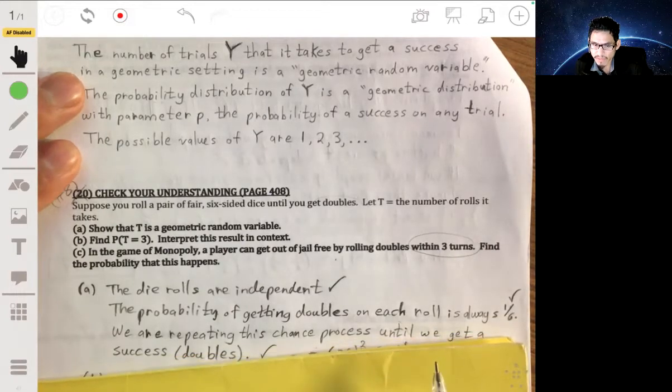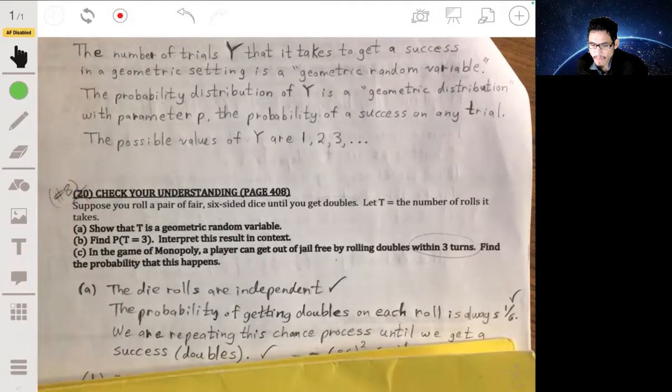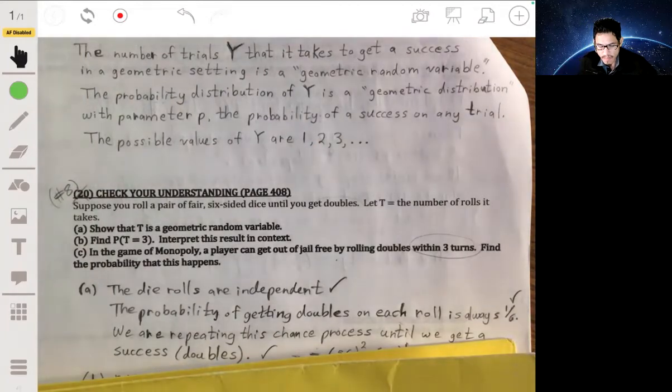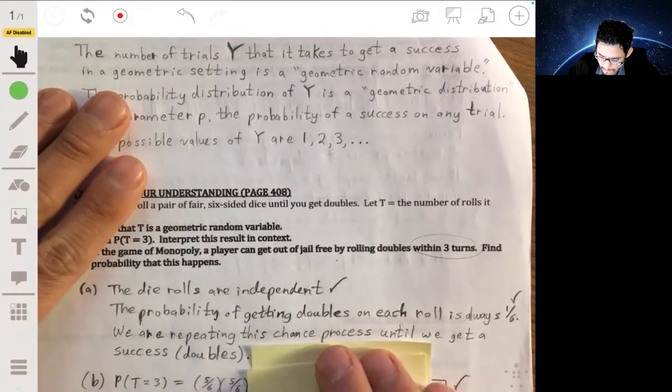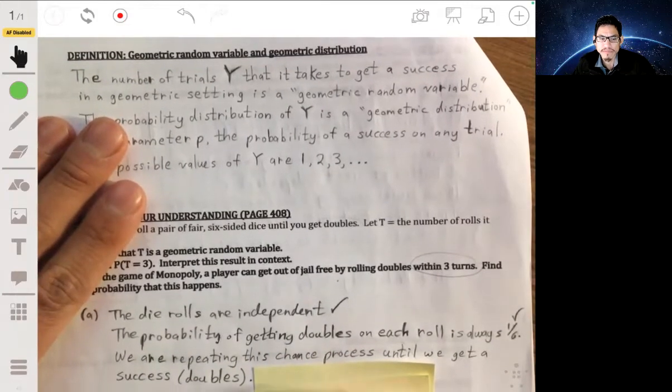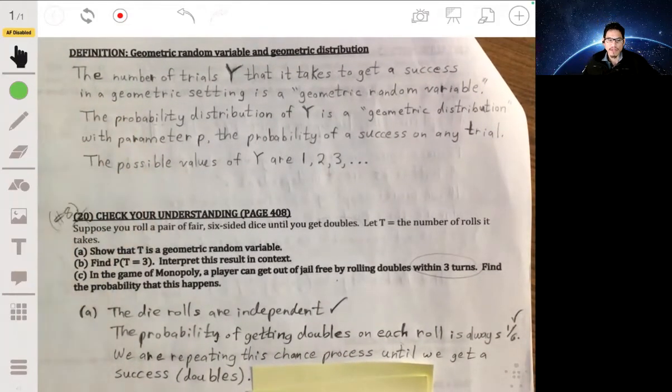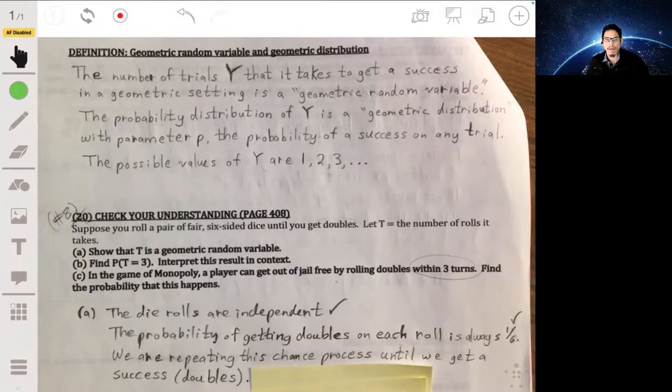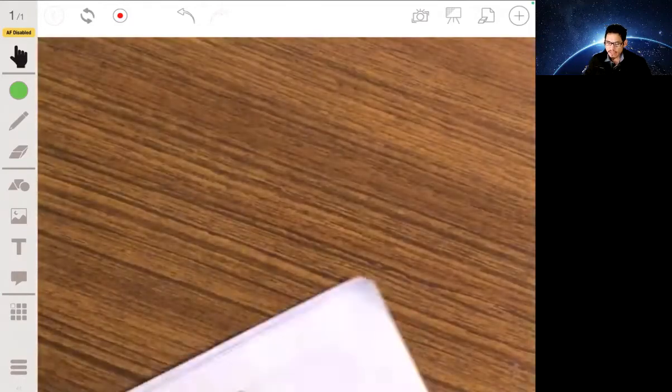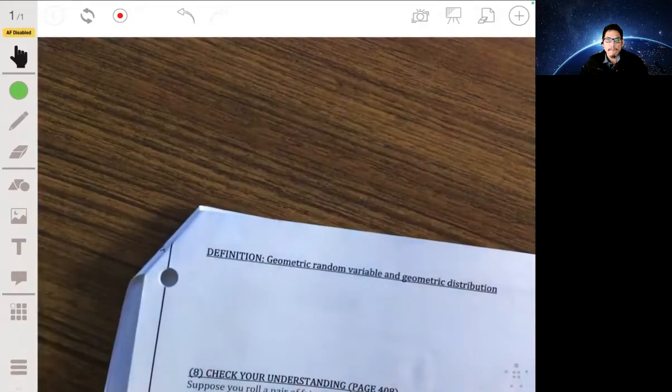And let me not reveal too much. Let me put a sticky note here. All right, let's look at part B now. Let me work that out by hand. To find the probability that T is 3, let's interpret what this means in context. All right, so probability of T is 3.